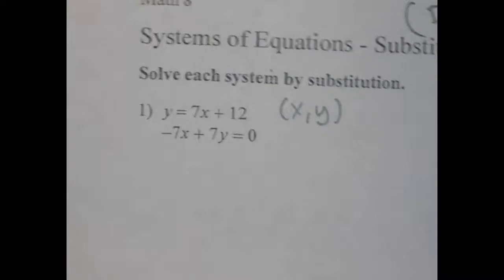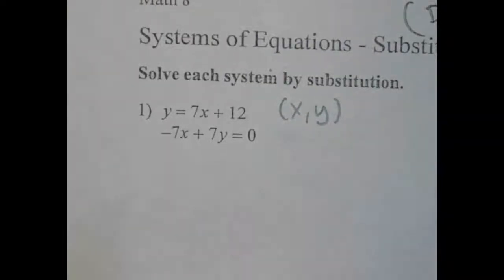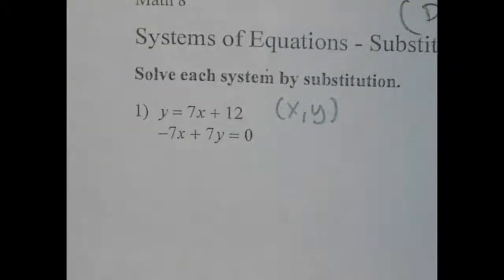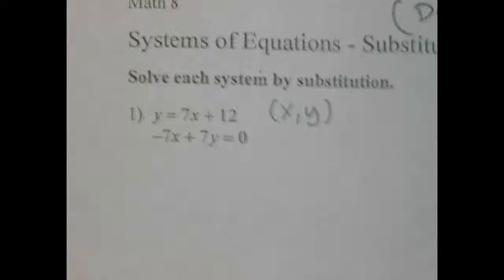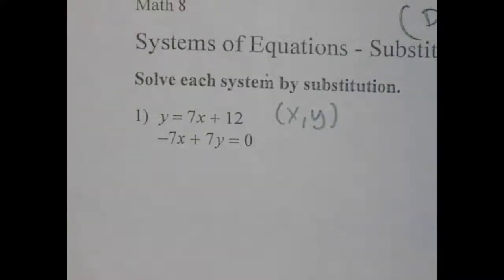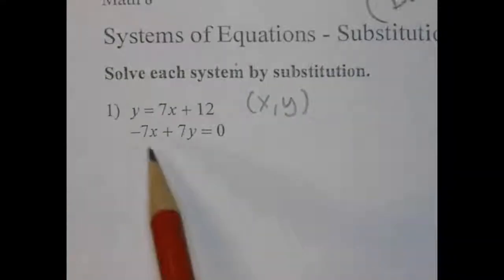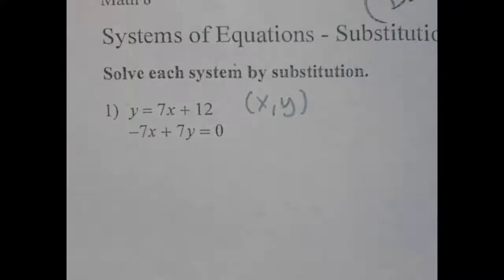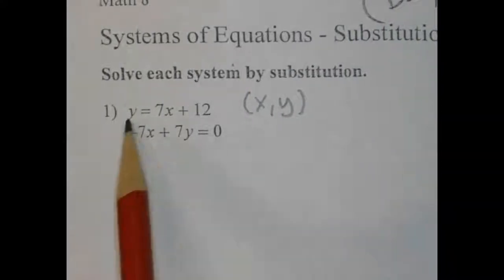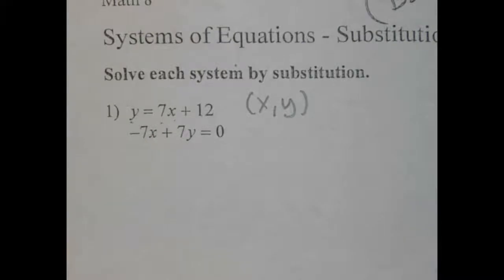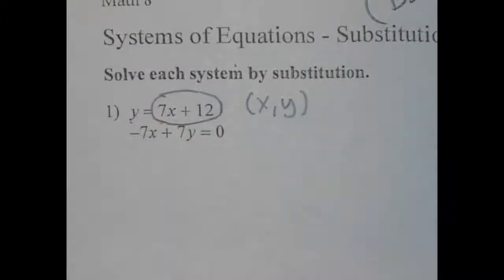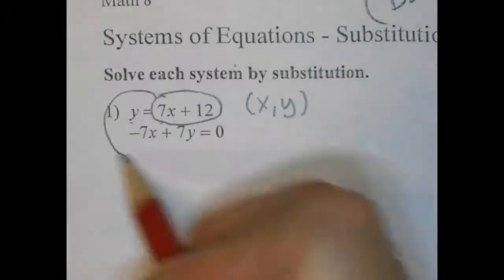But this time, instead of doing elimination where we're subtracting, we're going to substitute. For that, I need one of my variables to be isolated. If you're looking at these equations, is one of my variables isolated? Do I know what x equals or do I know what y equals? I know that y equals 7x plus 12, right? So I'm going to circle this answer because this is what y is equal to, and I'm going to draw an arrow to where my y is.